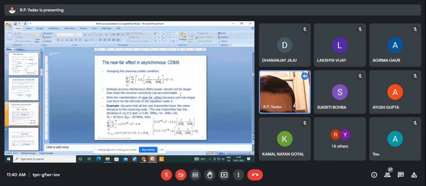So the near far effect in asynchronous CDMA. If you look at the dj upon di ratio, that is less than or equal to the processing gain LC times 1 upon SNR0 minus 1, that we have. And the example you can presume here is, assume that all but one transmitter have the same distance to the receiving node. The one transmitter has the distance d1 as dj upon 2.5 and alpha is 3.6. That is an example. I think numerically you can solve it.